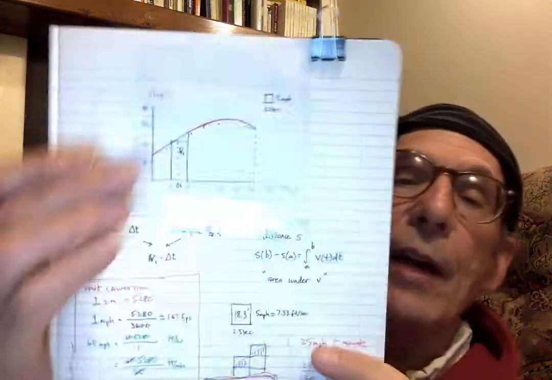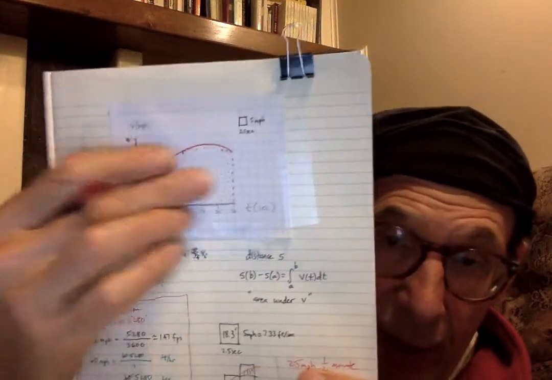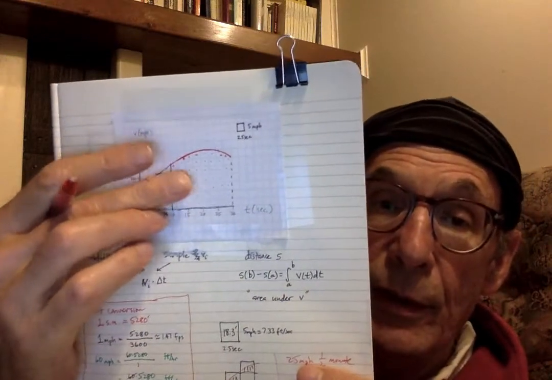But the best answer that you can do by counting boxes is to count and say, oh, that was about 69 boxes. Each box represents 18.3 feet, and so 69 times 18.3 is 1,265. And so that's the distance traveled. And that's also the area under this curve if you use consistent units.